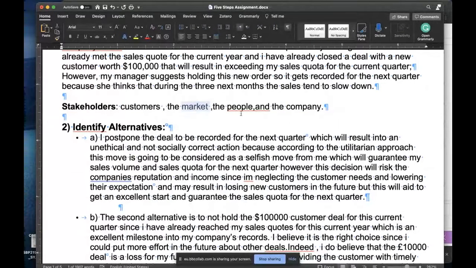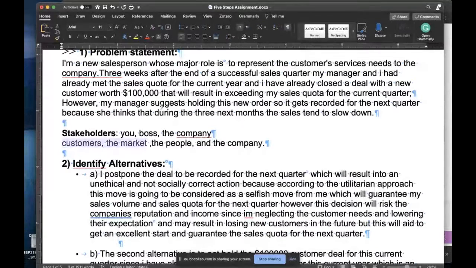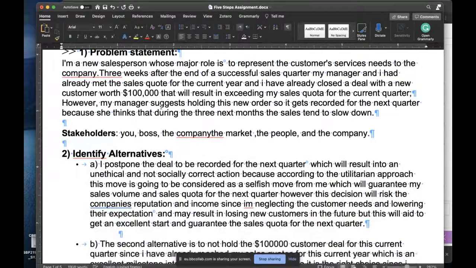Who is the market? I mean, like the economic market, or the market that is about the sales, the other companies, the competition with this company. Yeah, so it's going to be affected because it's a large company. Okay, but this looks like an internal thing. So to me, the stakeholders would be you, your boss, the company, I would say. The market, I don't see how the market will be affected. Maybe the customer, but how the market? Maybe a little bit, but very, very small.